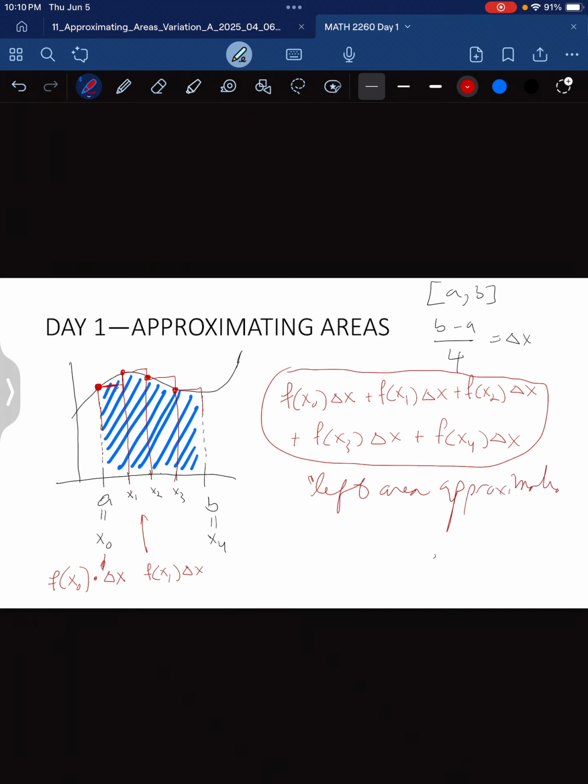And you can probably imagine, sorry about my miserable handwriting, but you can probably imagine that we could also have a right area approximation by taking the, oh, you know what? I have an error here.